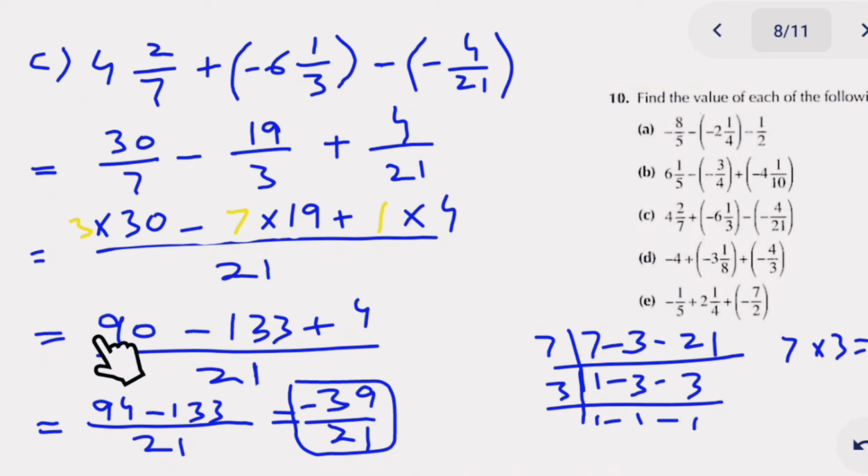The positive numbers 90 and 4 are added to get 94 minus 133, and then plus minus is minus, so we subtract 94 from 133. The answer is 39, and because the bigger number is 133 carrying the negative sign, the answer will also carry the negative sign, divided by 21. So this is how we can solve the other parts of these questions also, by simply applying the BODMAS rule and the rules that we have learned while solving fractions.